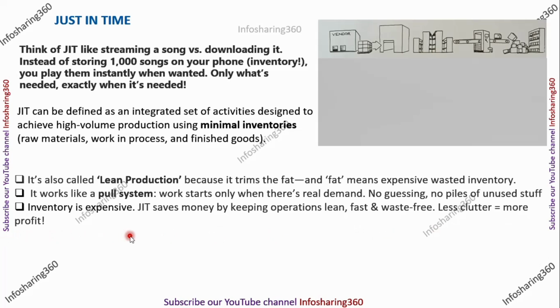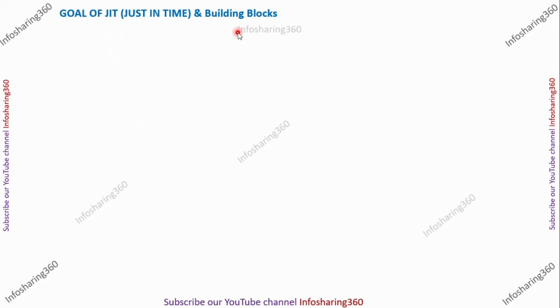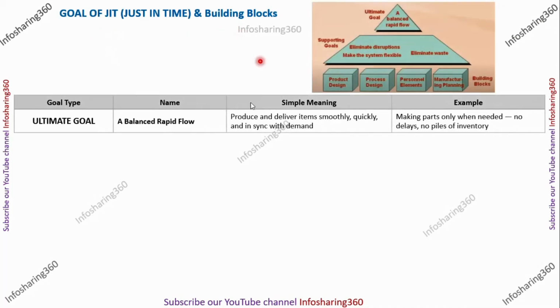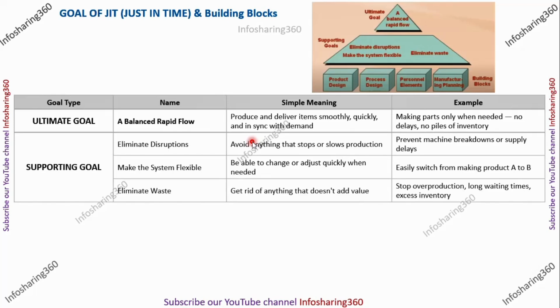Moving on to the next topic, let's break down JIT goals and how to achieve them. The ultimate goal is balanced rapid flow. That means smooth, fast production, perfectly synced with demand. Think of it like no delays and no inventory piles. Three supporting goals make this happen. One, eliminate disruptions, which means prevent anything that breaks flow, like machine failures. Two, make the system flexible so you can instantly switch products when demand changes. Three, eliminate waste, specifically removing useless actions, overproduction, waiting, or excess stock.